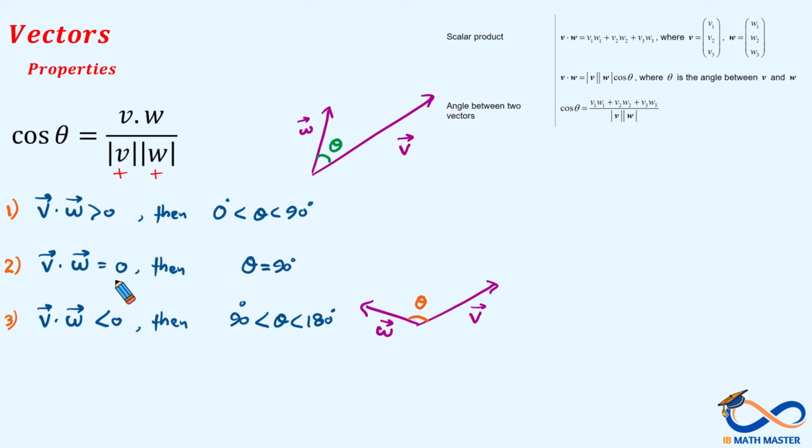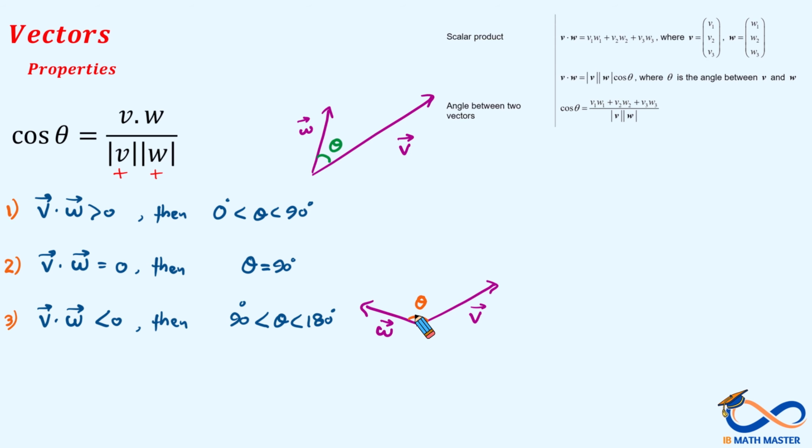So if we're asked to find or prove that the two vectors are perpendicular, we can just prove that the scalar product is 0. A third case here, if the scalar product is negative, then here we will have negative divided by positive. So cosine will be negative, which means the angle between the two vectors will be an obtuse angle in the second quadrant between 90 and 180 degrees like this.